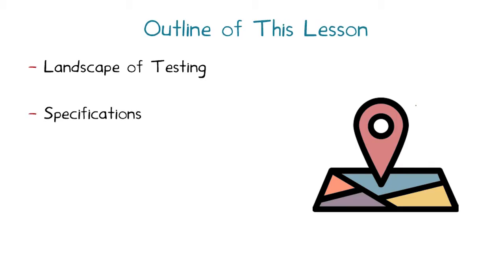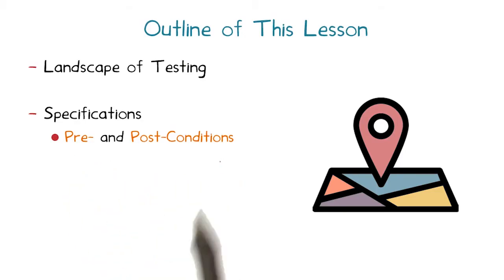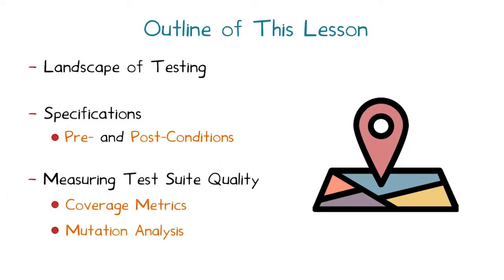Next, we will look at specifications in more detail. In particular, you will see how to use preconditions and postconditions to specify the behavior, or at least certain facets of the behavior, of functions. Finally, we will wrap up the lesson by studying two methods of quantifying the quality of a given set of tests, or test suite. These methods will allow you to determine whether a test suite for a program is doing its job or whether it needs to be augmented with more or more diverse tests.